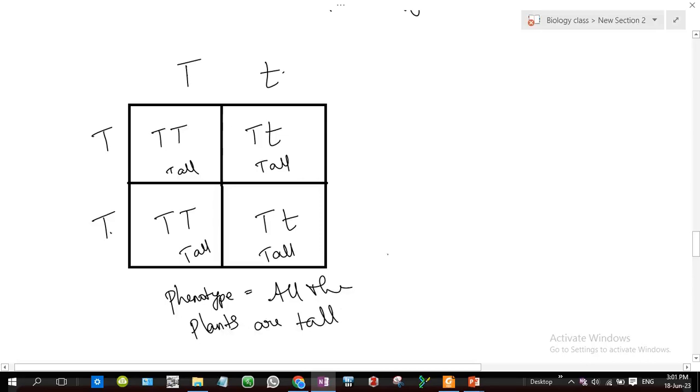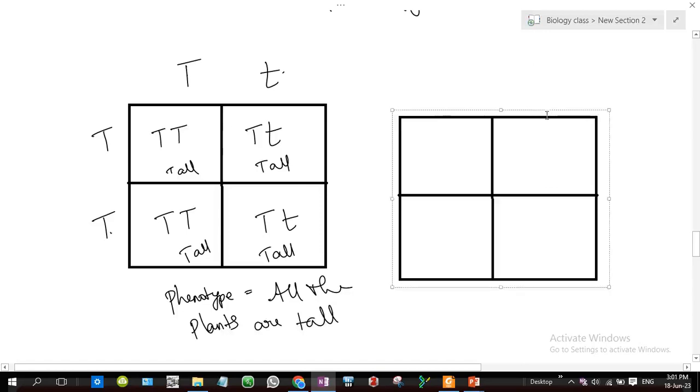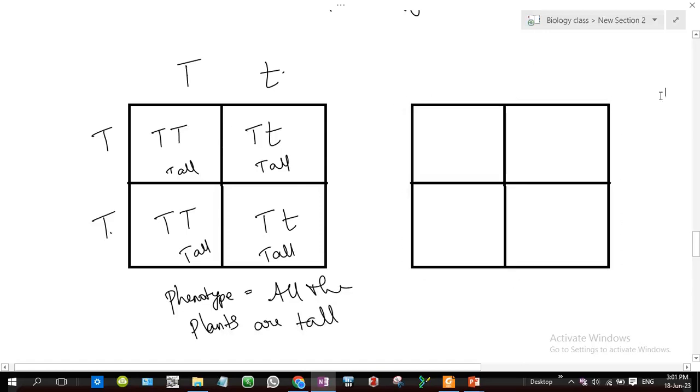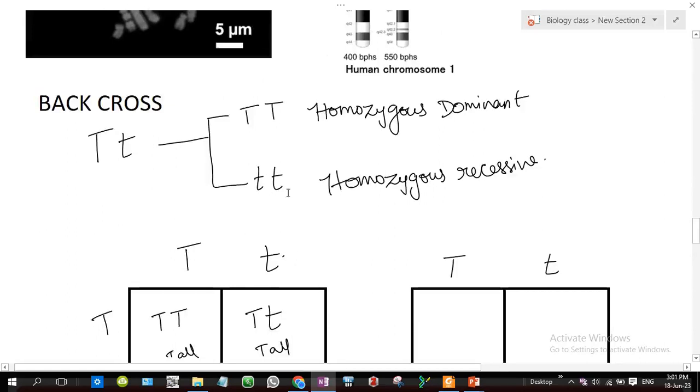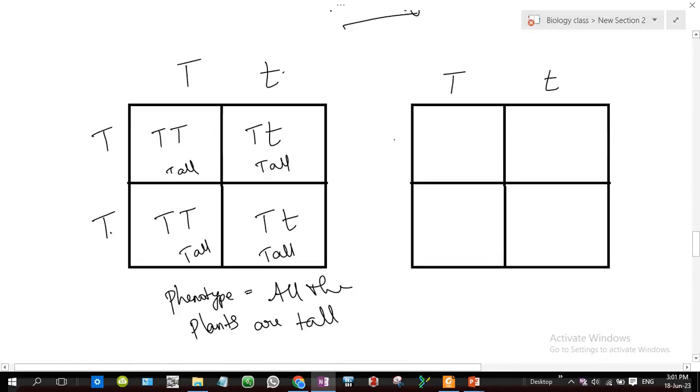And if I am going to cross the same hybrid with a recessive parent, let's see how it is. The hybrid is capital T small t, and I am going to cross it with a homozygous recessive parent, small t small t. So capital T small t, small t small t, capital T small t, small t small t. So these are the results.